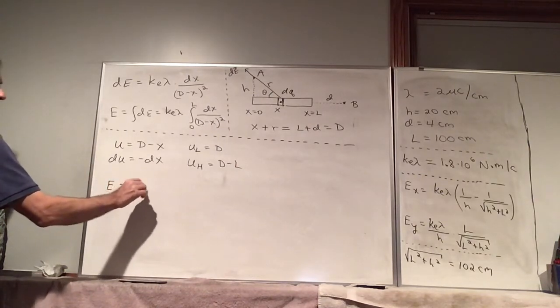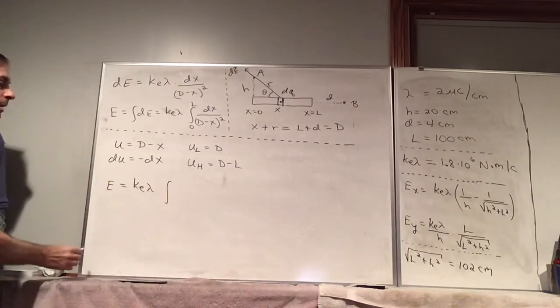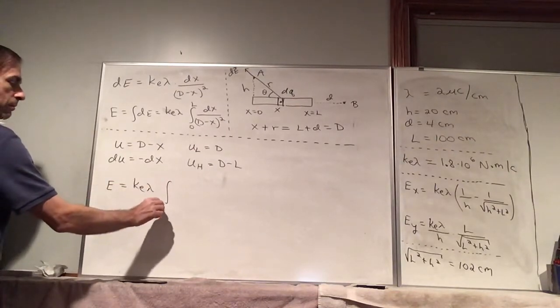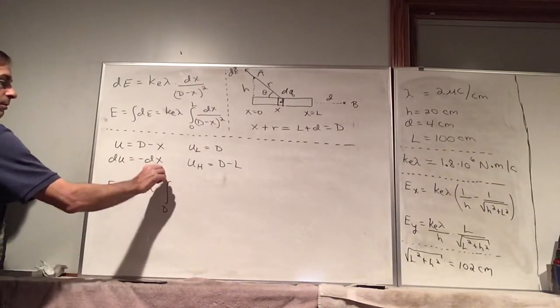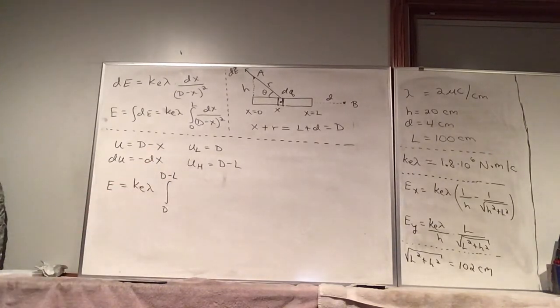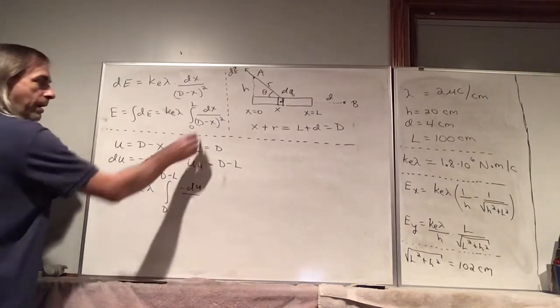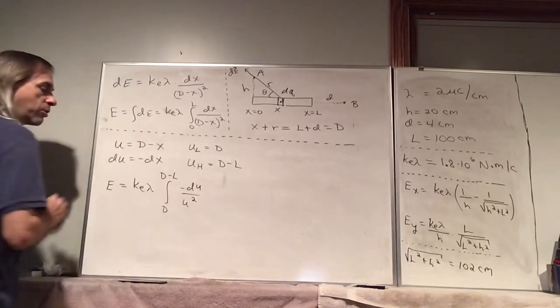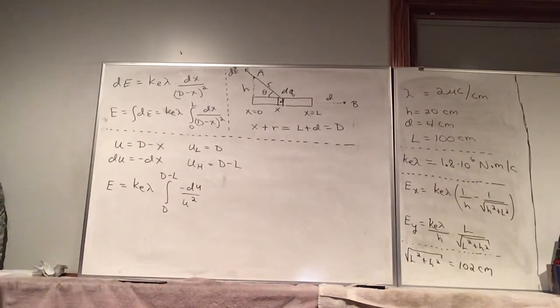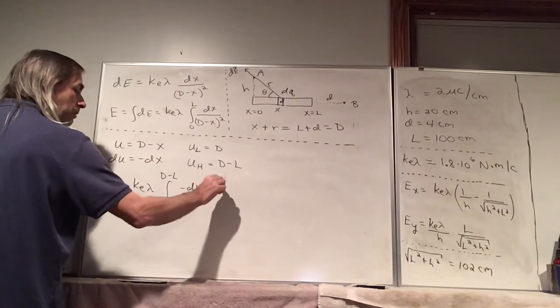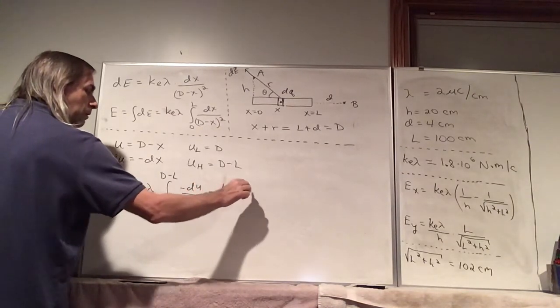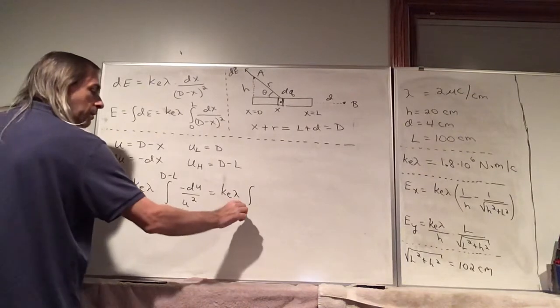So Ke lambda. Now we integrate from UL to UH, which is d minus L. And dx is minus du. And then we divide by u squared. So what I'm going to do is I'll just do that and then talk about it.